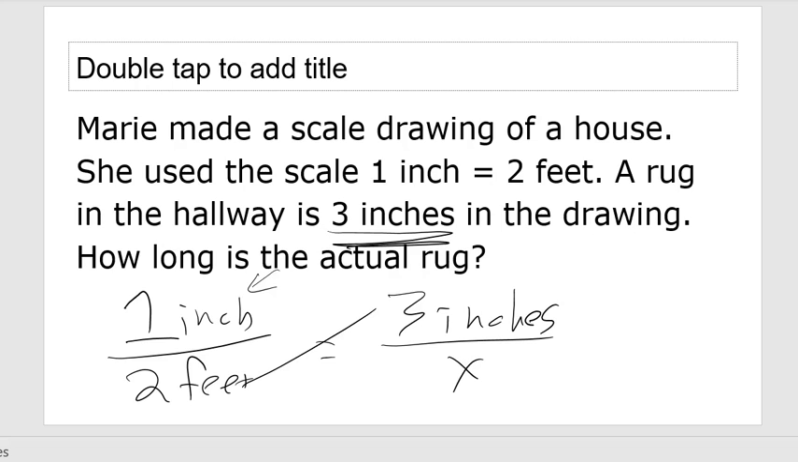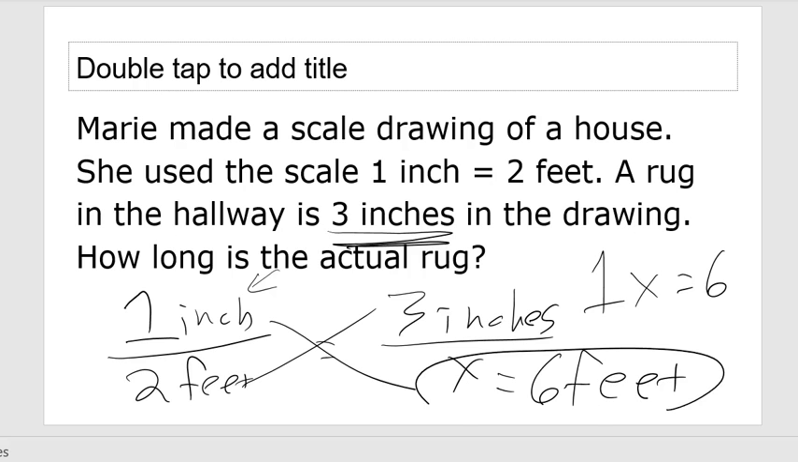I'm looking for x. So when I cross multiply, I get 1x equals 6. So I don't have to divide by 1. So x equals 6 feet. There we go.